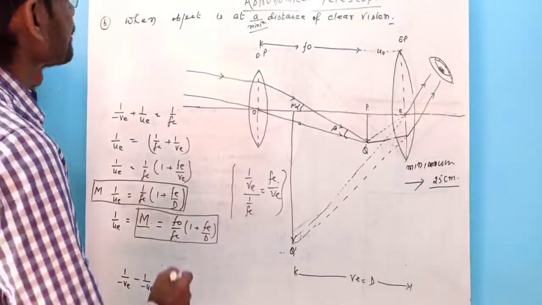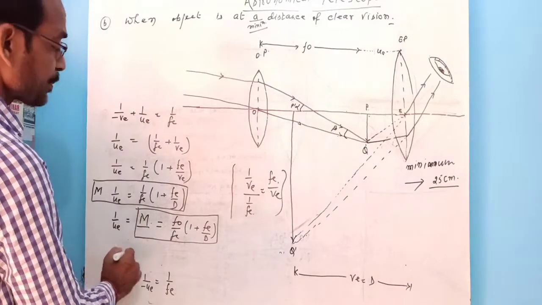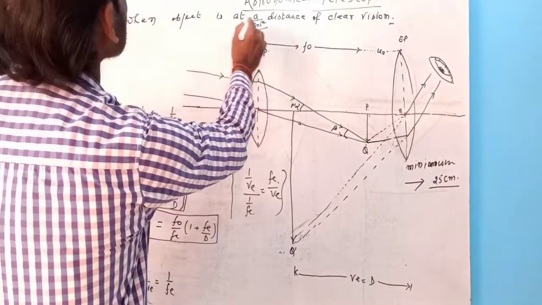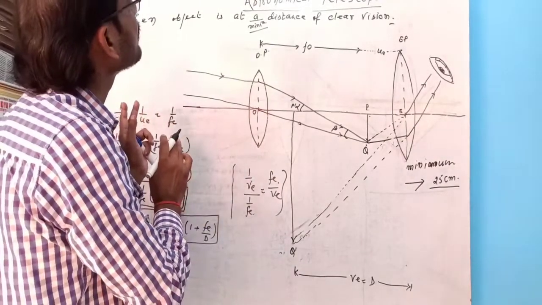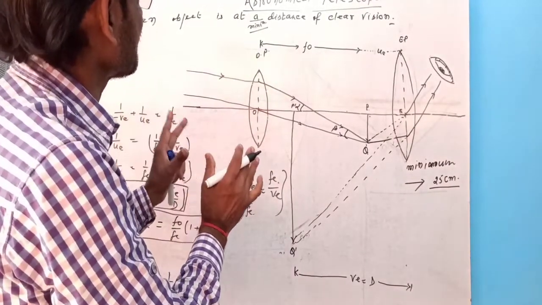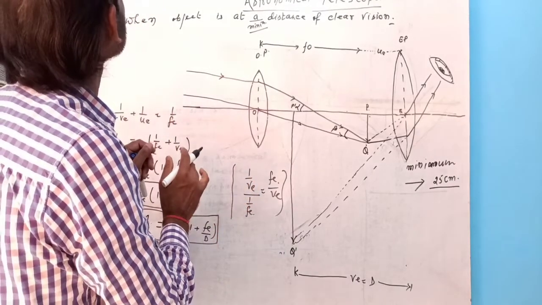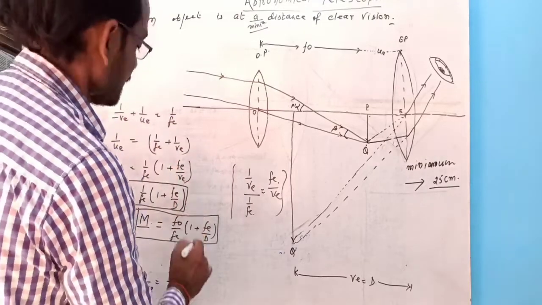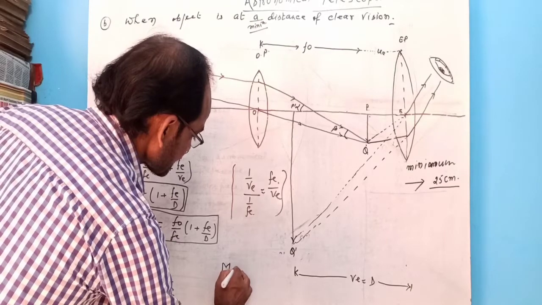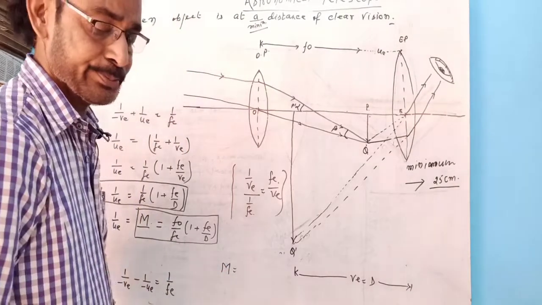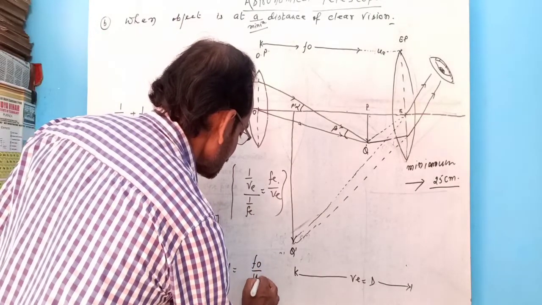Before this, we studied the relation for the condition when the image is at infinity, where the final magnification is FO upon UE.